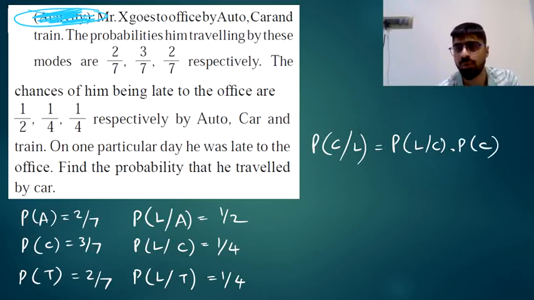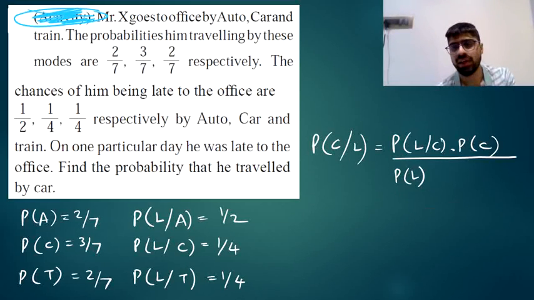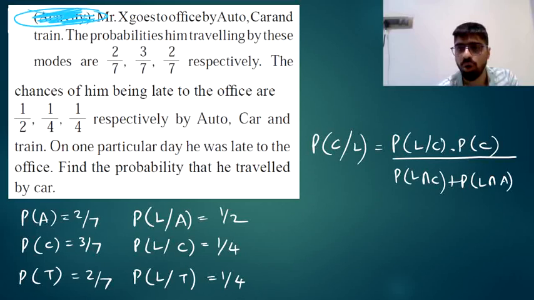Eliminate the unwanted denominator with P of C. And in the denominator you will have P of L because given L. So the denominator is P of L. How can he get late? He can get late by traveling with car, or he can get late by traveling by auto, or he can get late by traveling by train.